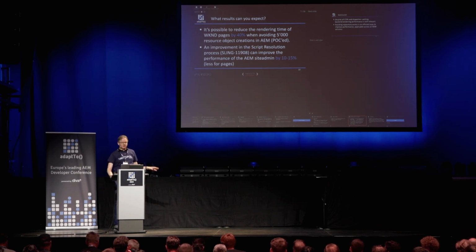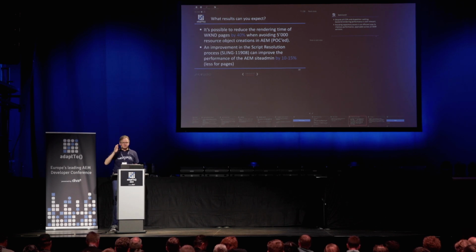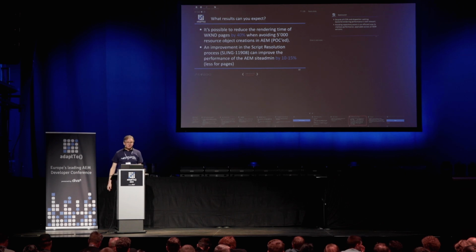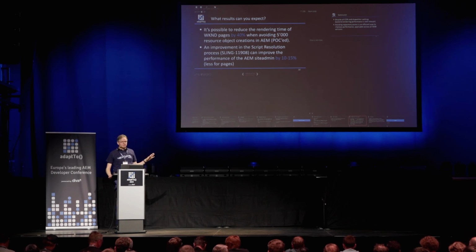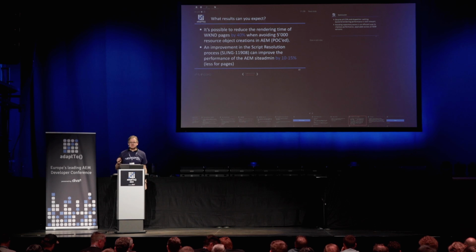Of course, there are a ton of minor things, let's say script resolution process. Yeah, I have to fight for that because this is a very core part of Sling. But I think we can get 10 to 15% for site admin because it does a lot of internal Sling resolution the way it is built. You get less for pages. I'm working on map, on Sling resource map, and then there are a few areas. But of course, your code does as well, because I cannot imagine that AEM is responsible for 5 of these 6 seconds these pages take. I don't think so.